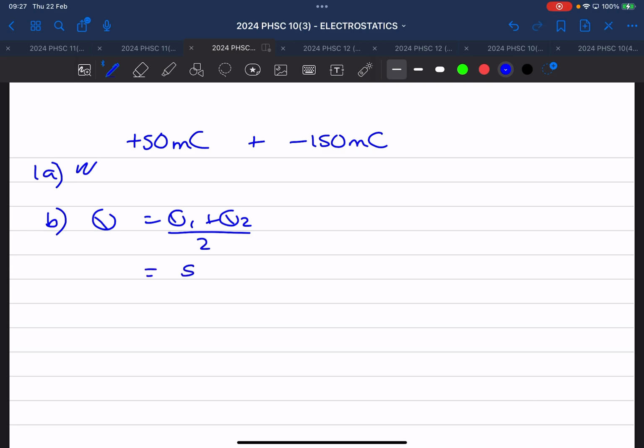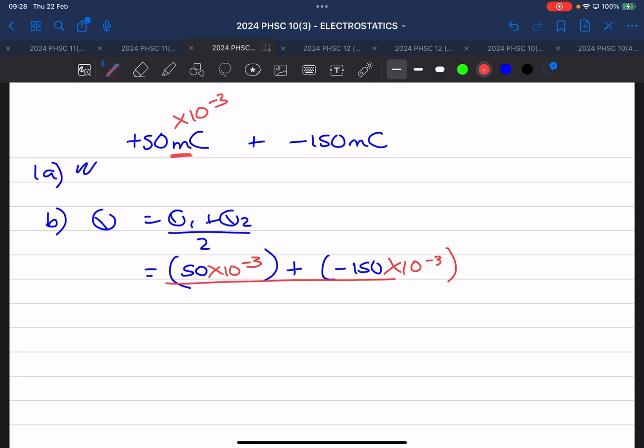Okay, so it's Q is Q1 plus Q2 over 2. That is 50. Now milli, we don't work in milli, we work in coulomb. So it's 10 to the power negative 3. Plus negative 150 times 10 to the power negative 3 over 2.